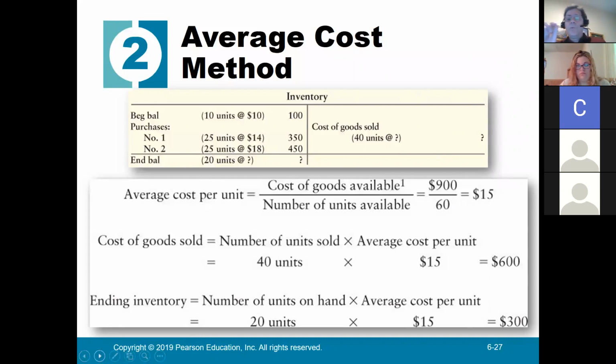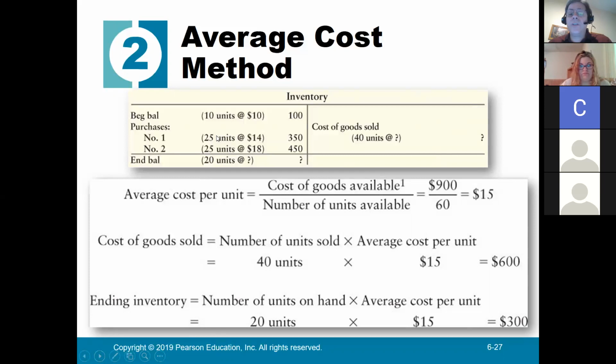Now, what this doesn't illustrate as well as it could is what happens if we sold it after we had only bought the beginning and the number one purchase, and the second purchase hadn't happened yet by date. Let's say we made a sale right there. Now we couldn't have sold 40 because there are only 35 units at that point.